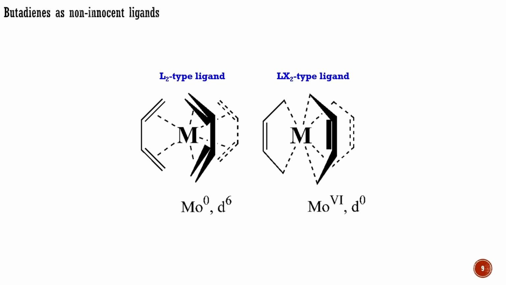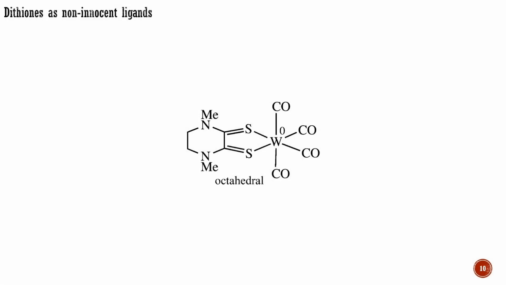For neutral ligands, such as butadiene, convention normally calls for the neutral form, L2-type ligand in this case. Yet structural studies on molybdenum show that butadiene often more closely resembles an LX2-type ligand. In this tungsten complex, the S donor behaves as a dithione L2 ligand, making the metal d6 tungsten 0. Accordingly, the central carbon-carbon bond of the dithione is long, the carbon-sulfur bond is short, and the metal is octahedral.